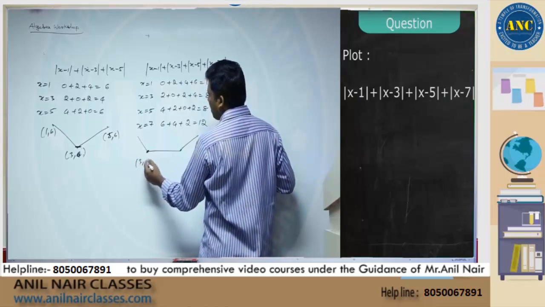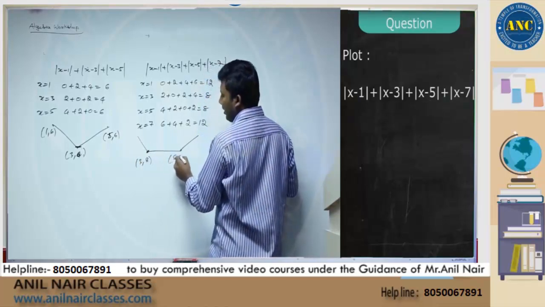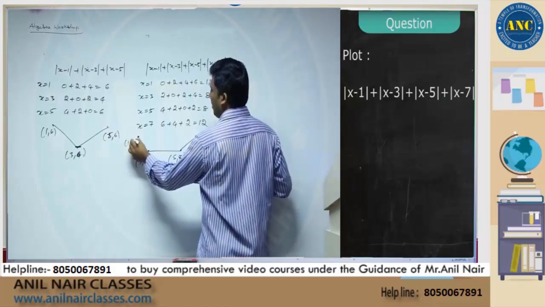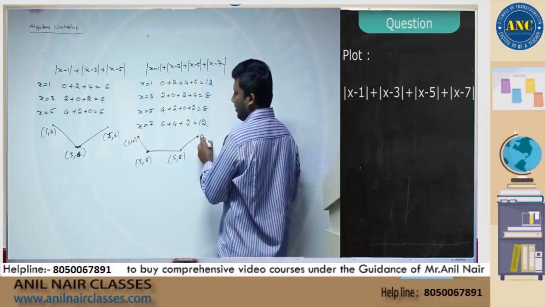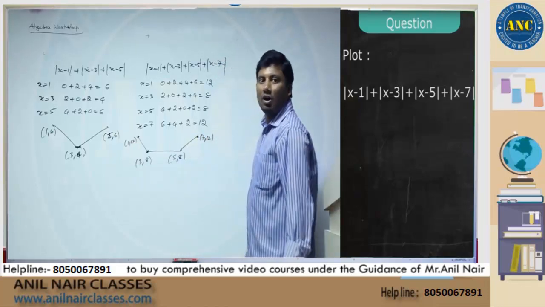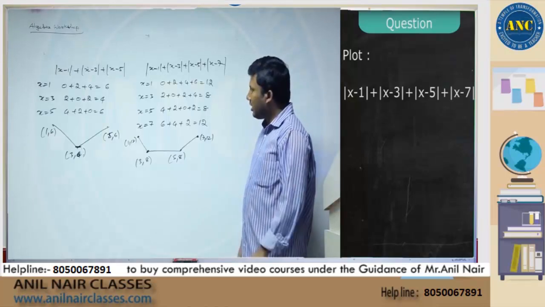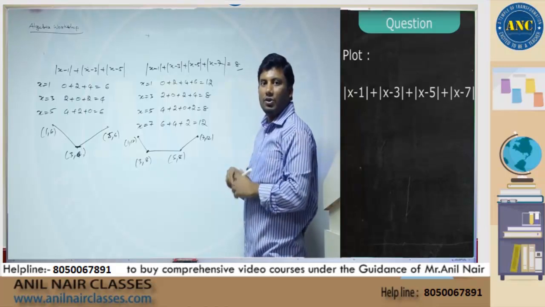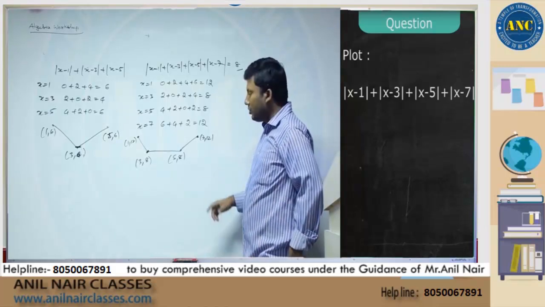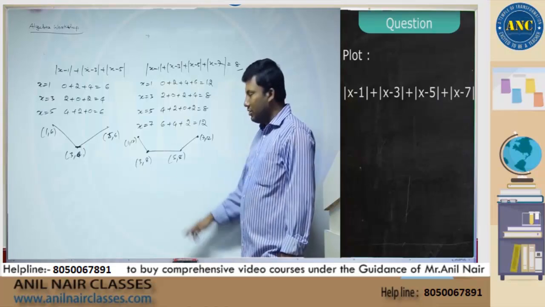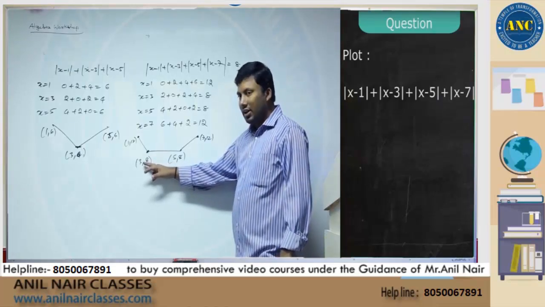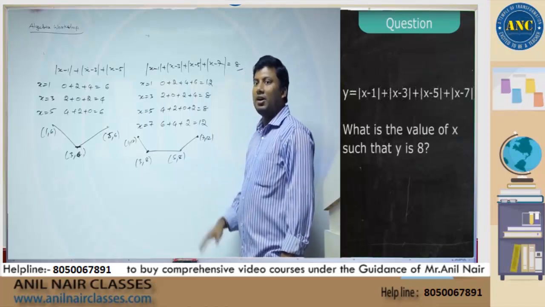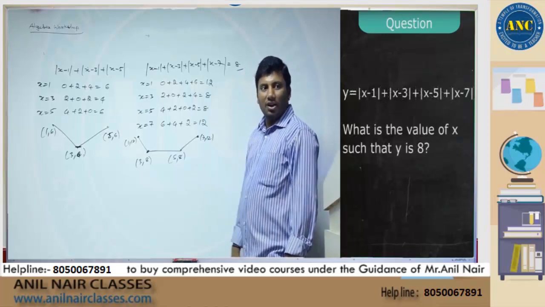That means the values will be like this: 3 comma 8, 5 comma 8. This is 1 comma 12. This is 7 comma 12. Are you all with me, sir? Right. That means if this equation equals 8, how many values will x take? From 3 to 5 it will take. How many values? 3 values. Are you all with me?